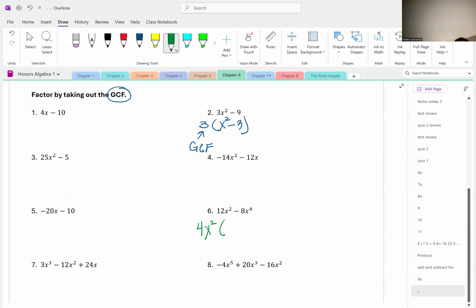So we're going to write our parentheses. 12 divided by 4 is 3. We have 2 x's, they cancel. Minus 8 divided by 4 is 2. And then here there's 4 x's and we take away 2, so there's just 2 left.